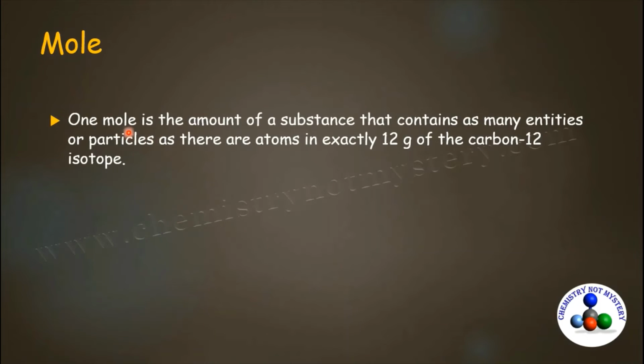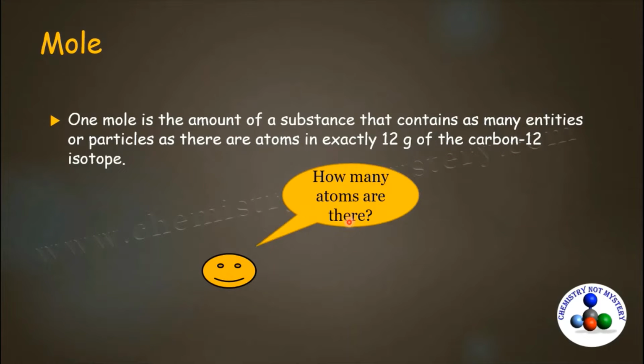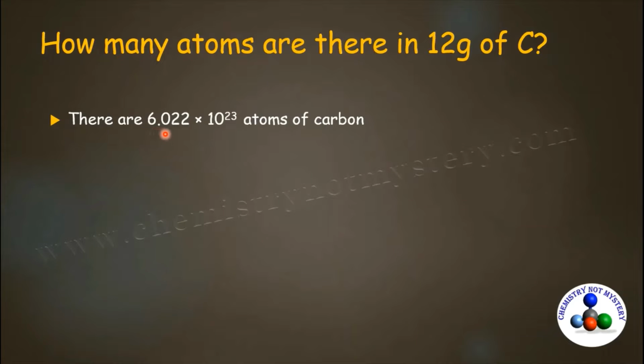What do you understand by mole? 1 mole is the amount of substance that contains as many entities or particles as there are atoms in exactly 12 grams of carbon-12 isotope. So how many atoms are there? There are 6.022 × 10^23 atoms of carbon in 12 grams of carbon-12 isotope.